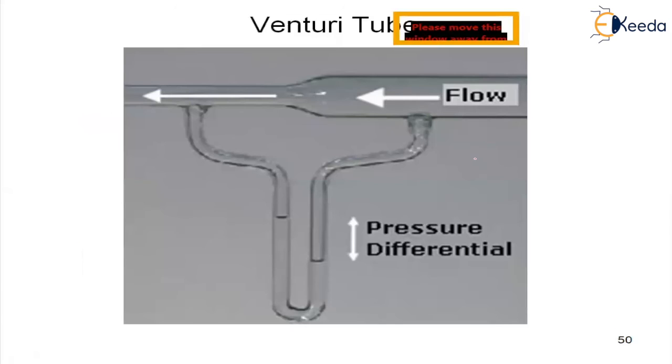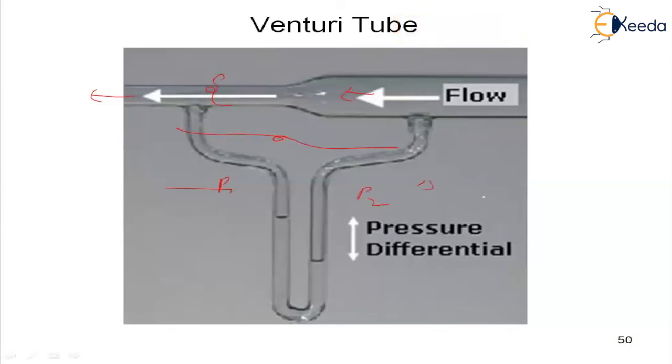Now this is a general Venturi tube. How it operates: this is the throat, my dear students. This is converging, and here it is diverging. We are going to take the differential pressure, that is P1 here and P2 here, and delta P equals P1 minus P2, my dear students.